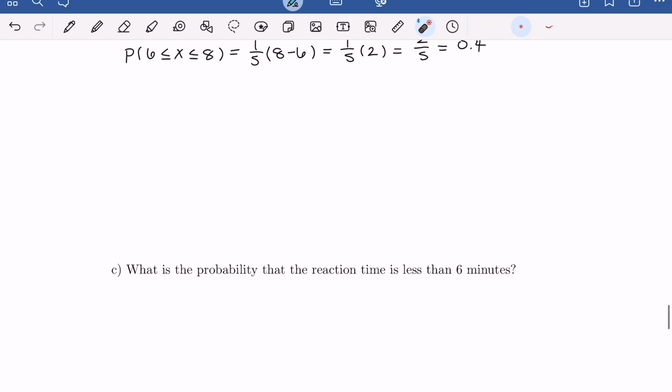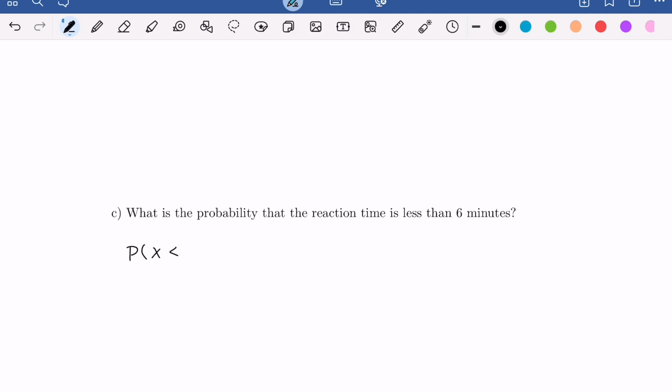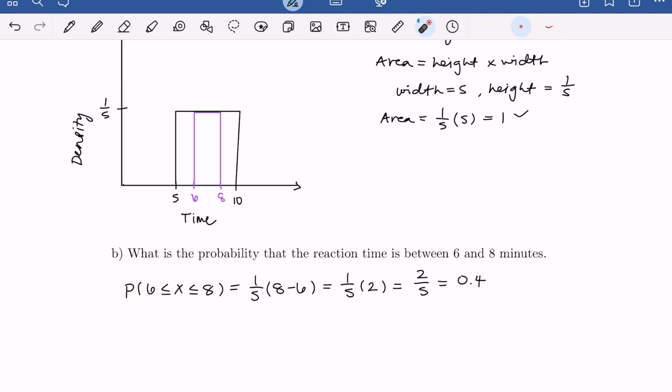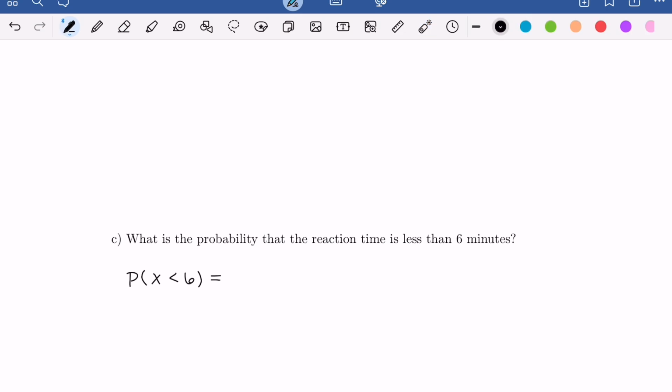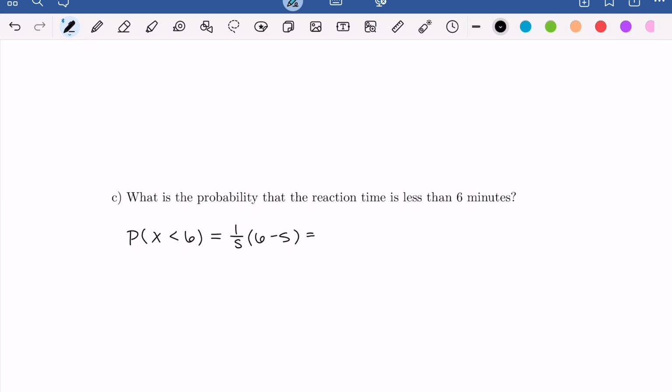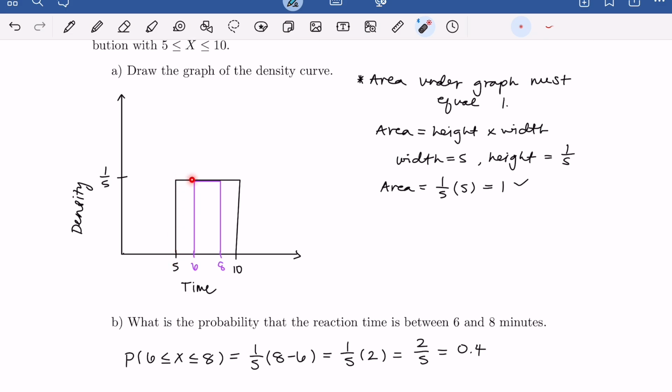Now, for part C, we want to find the probability that the reaction time is less than 6 minutes. So going back up to this graph here, if the reaction time is less than 6 minutes, then it must be in this region. So we need to find the area of this rectangle here. And again, the height is going to be 1 over 5. And so the probability is going to be 1 over 5 times the width of this rectangle from 5 to 6. We know the width is going to be 1 because 6 minus 5 gives us 1. So this will be 1 over 5, which is 0.2. So that's the probability that the reaction time is less than 6 minutes, which is this rectangle.